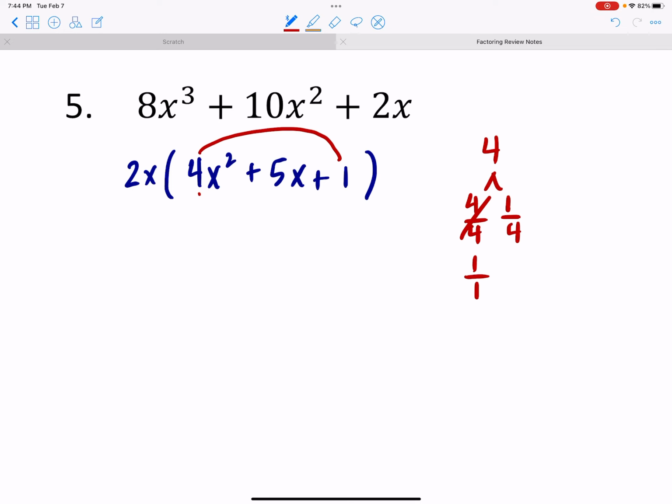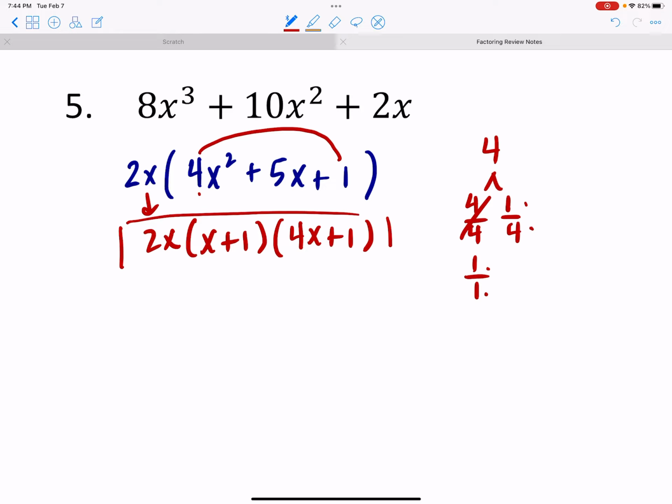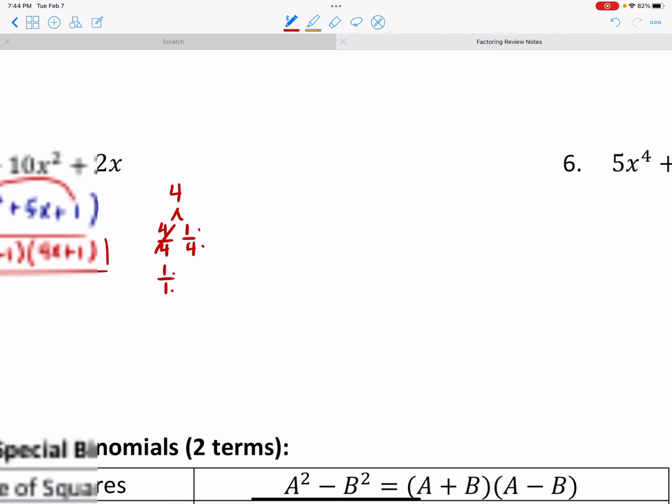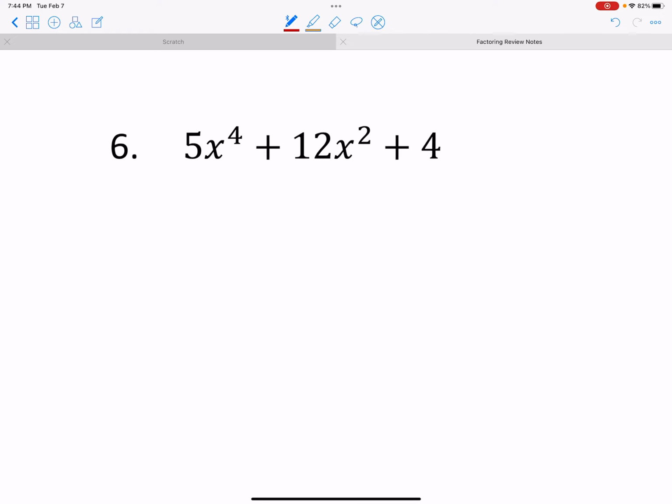And now I can read these from the bottom up. 1x plus 1 would be one of my factors. And 4x plus 1 would be my other factor. And then just don't forget your 2x, your GCF, is also a factor. So your final factored answer has all 3 of these factors. Okay? Not bad, right? Pretty cool, if you ask me.